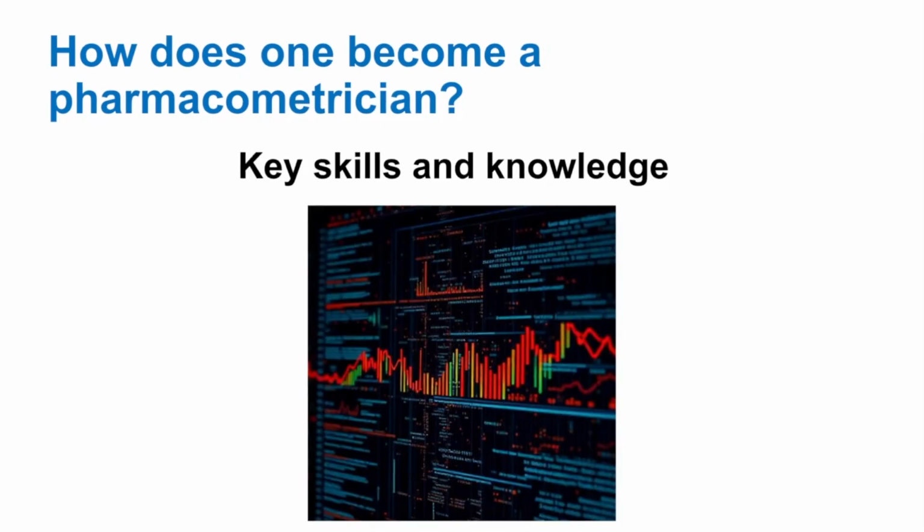Let's now turn to the skills and knowledge needed to become a pharmacometrician. As we've already seen, pharmacometrics sits at the intersection of biology, medicine, mathematics, statistics, and computer science. As a result, pharmacometricians typically develop a diverse skill set that combines scientific understanding with quantitative and computational methods. Core skills include data analysis, mathematical and statistical modeling, critical thinking, and computer programming. These skills allow pharmacometricians to build models, analyze clinical data, and support decision making throughout drug development.